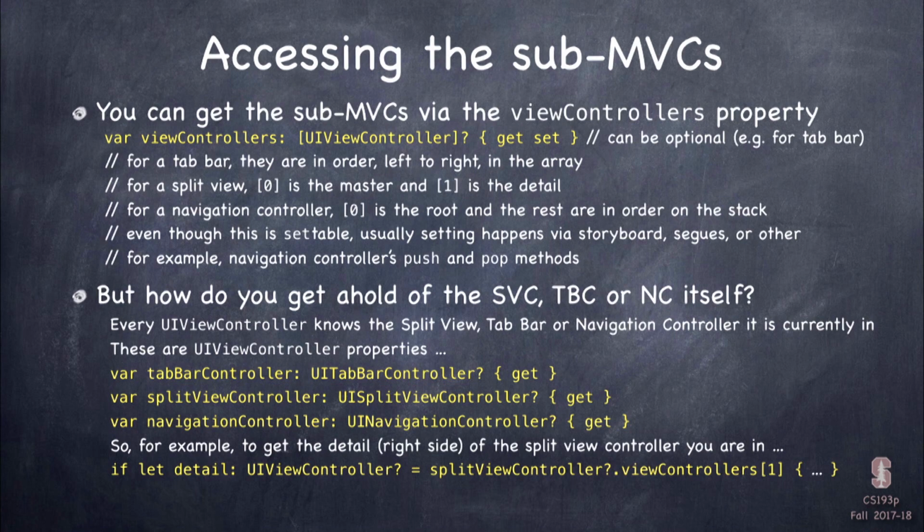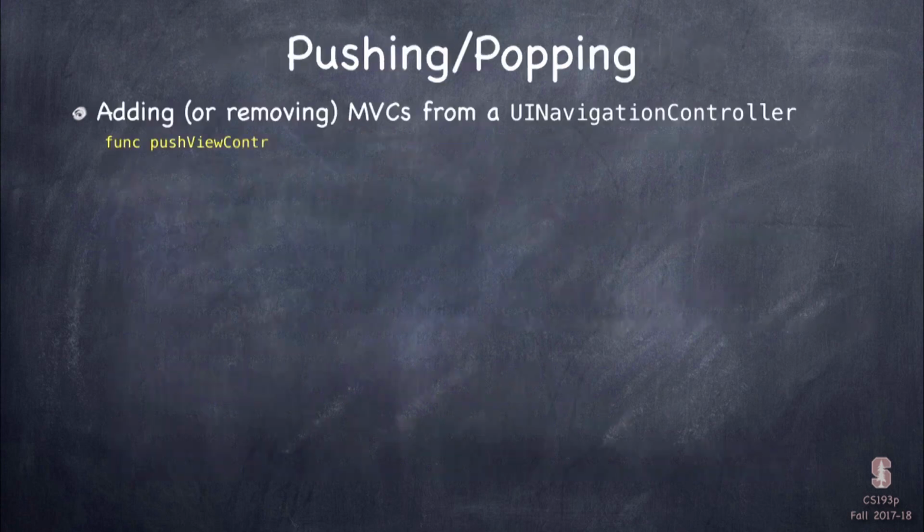they will tell you the tab bar controller you're in, or the split view controller you're in, or the navigation controller you're in. You might be in more than one, because you might be inside a navigation controller as the master in a split view controller, which might even be in a tab of a tab bar controller. So you could be in all three of these things, and this will return what you're in. And so this way you can kind of get at the other MVCs that are involved in whatever combination of MVCs you have, okay? So it's really good kind of access to things.